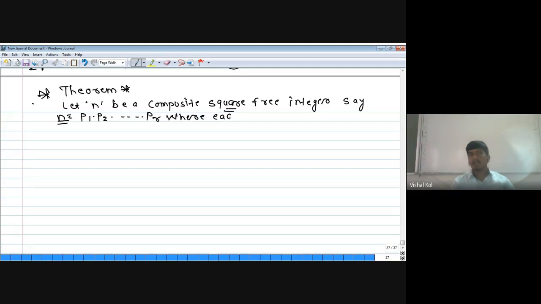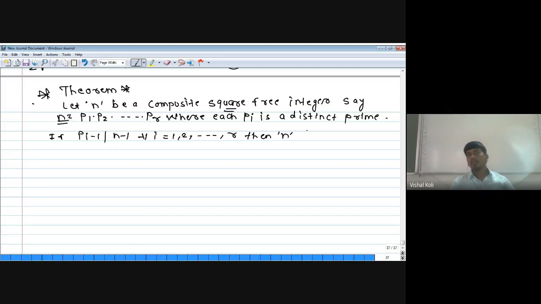where each pi is a distinct prime. If pi minus 1 divides n minus 1 for all i running from 1 to r, then small n is an absolute pseudoprime. That is what we have to prove.